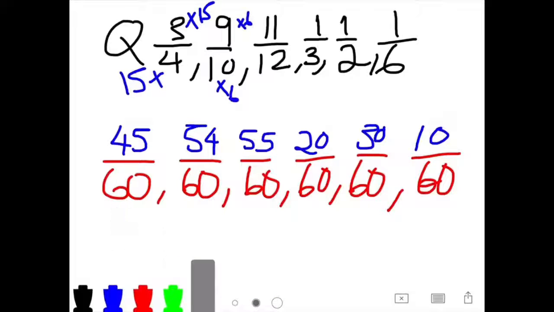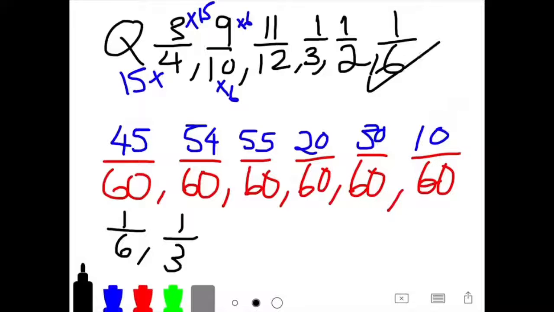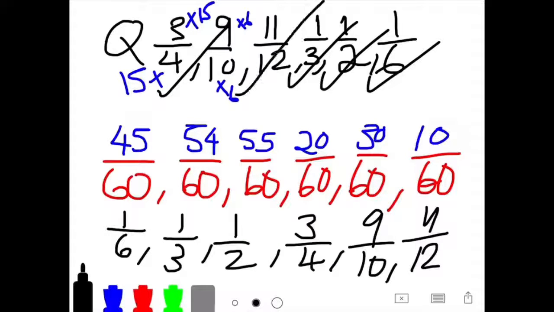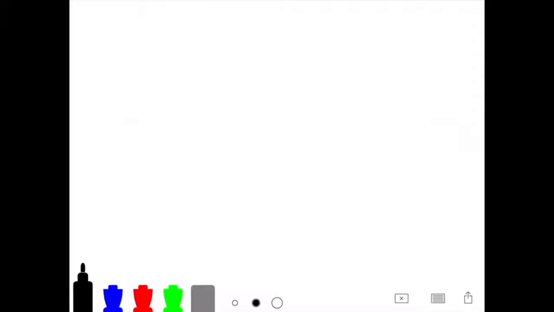Okay, we're just going to start ordering them. So 1/6 is first, 1/3 is next, a half, a quarter, no, 3/4, and 9/10, and lastly 11/12.